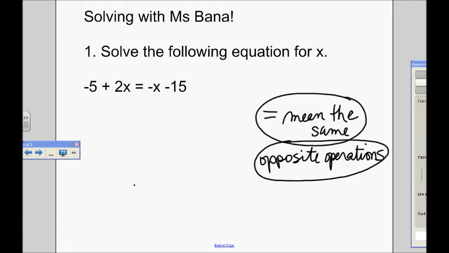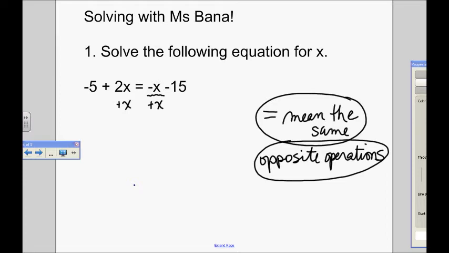So, we're trying to isolate x. We want to get it on one side of the equal sign and everything else on the other side of the equal sign. Notice that in this question, there is an x on the right-hand side and the left-hand side. I don't like that. I want to get it on one side. So what I'm going to do is get rid of this x. This is a negative x. The opposite of negative x is positive x. So I'm just going to add a positive x to both sides.